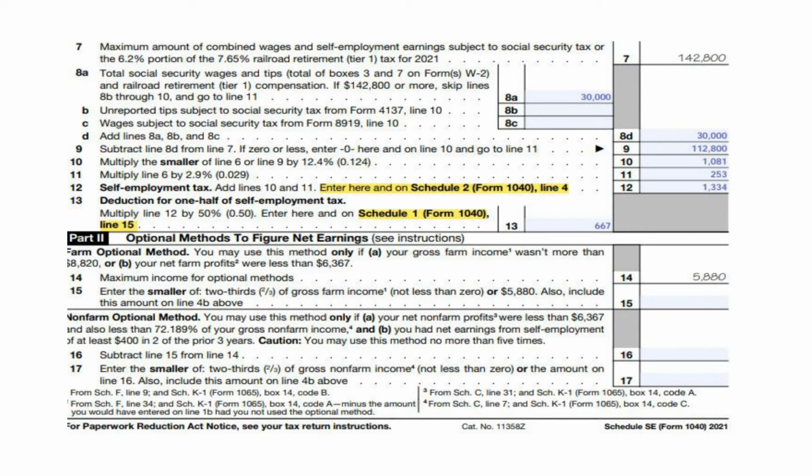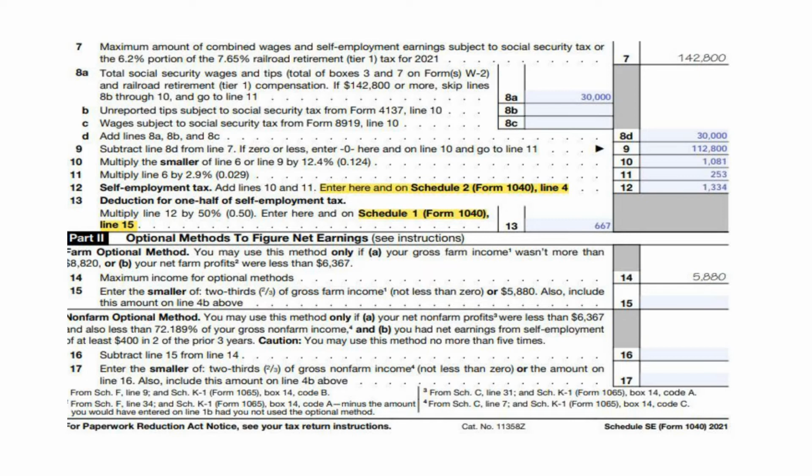In this example, it is assumed that you also had W-2 income. So you enter your Social Security wages and tips from your W-2. In this example, it is $30,000 on line 8A. Carry that down to line 8D, as you won't have an amount on lines 8B or 8C. On line 9, subtract line 8D from line 7, which will be $112,800.